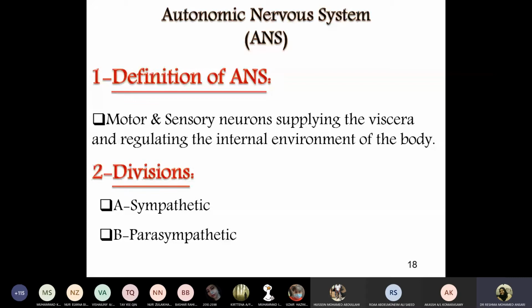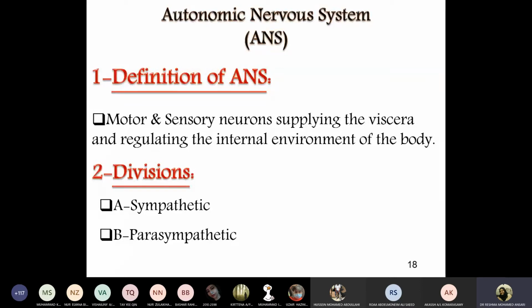Now I'm going to the autonomic nervous system. So what is the definition of this? It means the motor and sensory neurons that supply the viscera and regulate the internal environment of the body. It is involuntary. These motor and sensory neurons supply the internal body organs to regulate the internal environment of the body, like what somebody mentioned: respiration, cardiac function, BP, pulse rate, everything is the autonomic nervous system. We divide that into two types.